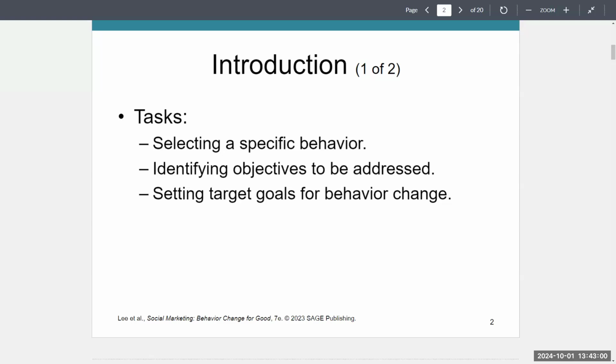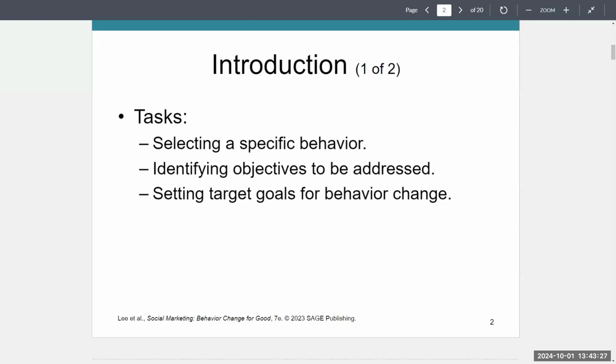So you identify the social issue, then you identify the specific behavior that you want to change. In this case, what you want to consider is whether the behavior is well defined, measurable, and realistic. Every one of these things has to be accounted for as you are selecting the behavior you are trying to change. The second thing we have is identifying objectives that should be addressed.